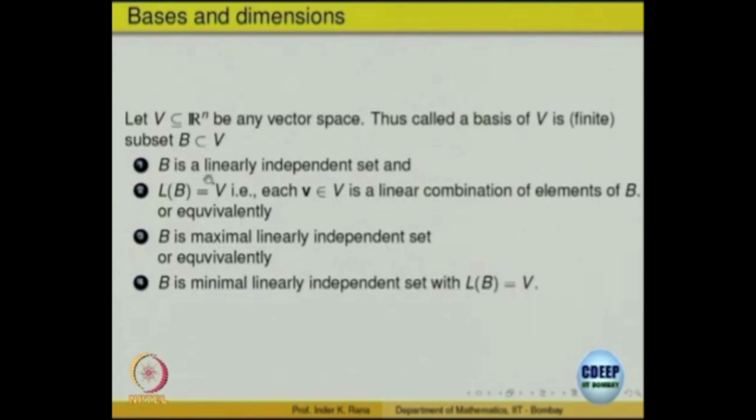So the first is that B is linearly independent and spans V, that is 1. Second, a maximal linearly independent set, and the third is a minimal set which generates. You do not have to put linear independence then. Okay.